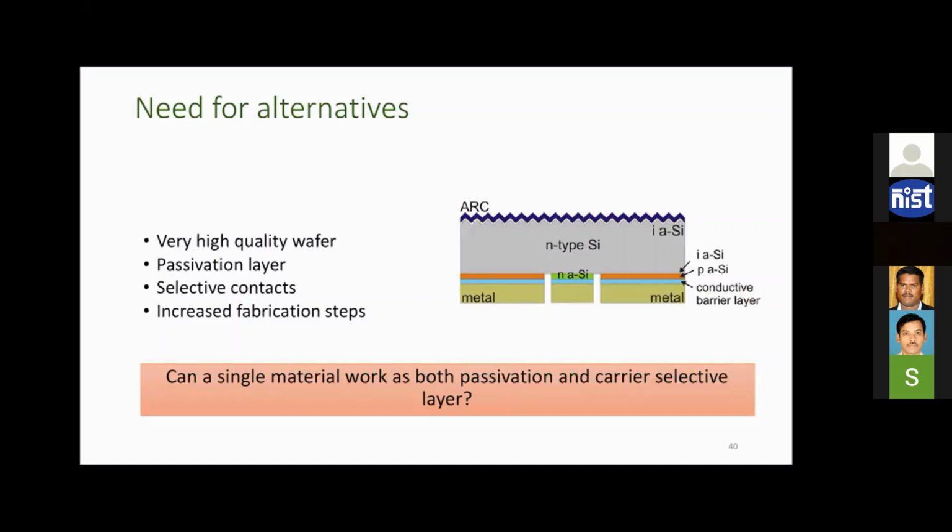Now there is a scope for improvement. The obvious question that arises is: can a single material work as both passivation layer and carrier selective layer?